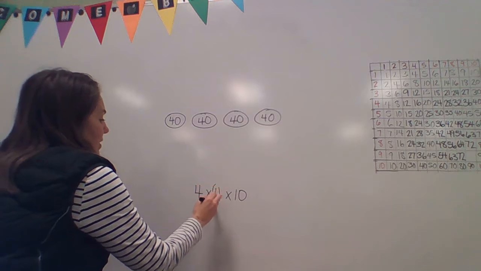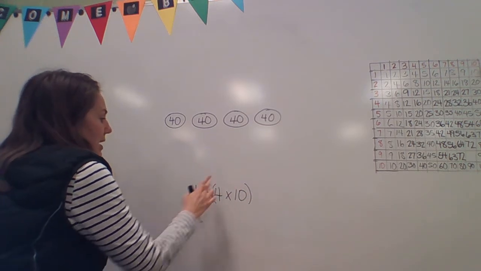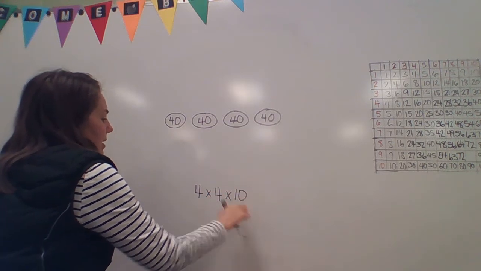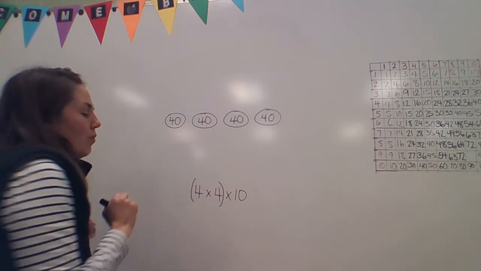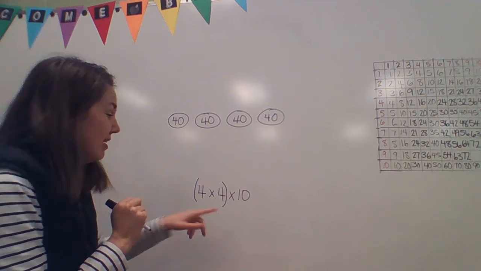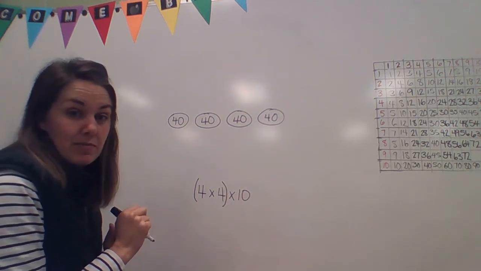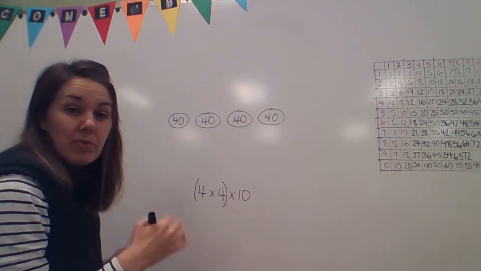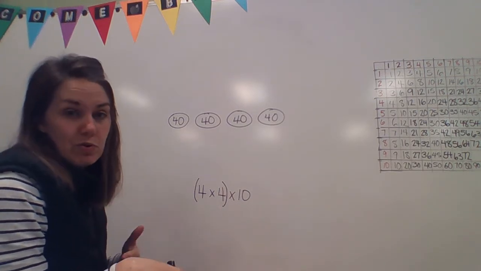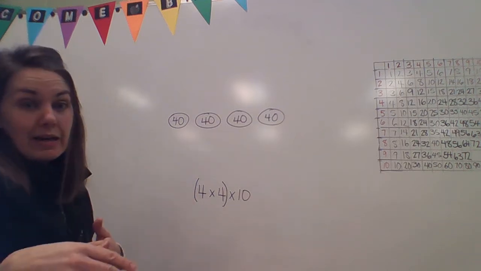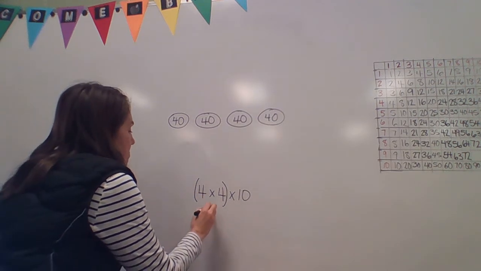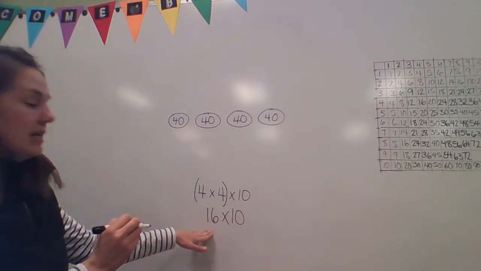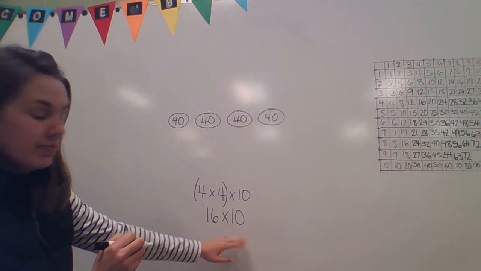So I was thinking of it as 4 times 4 times 10, but now I'm going to change my parentheses to this 4 times 4 instead. And then I'm going to multiply by 10 afterwards. So 4 times 4, I know my 4s. I know that they're double doubles. So 4, 2 times would be 8. Double that again and I get 16. So now I have 16 times 10.